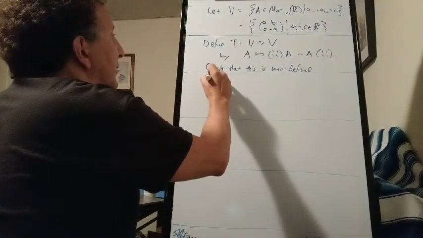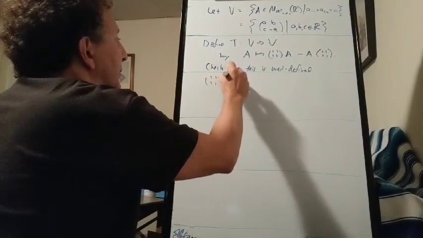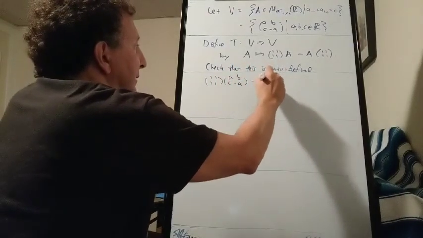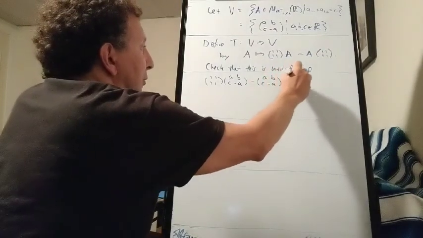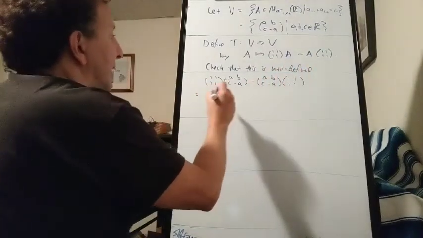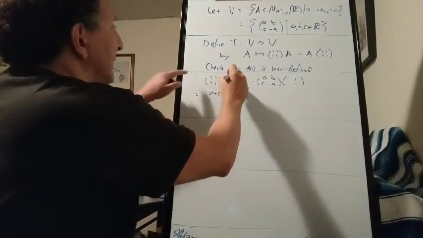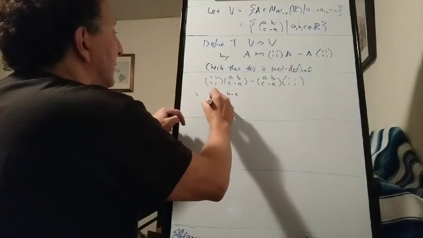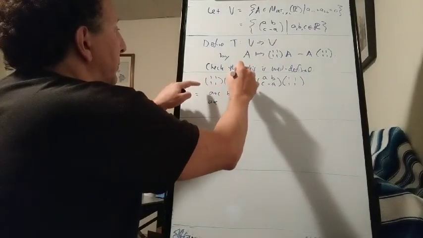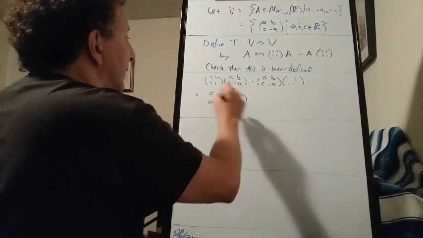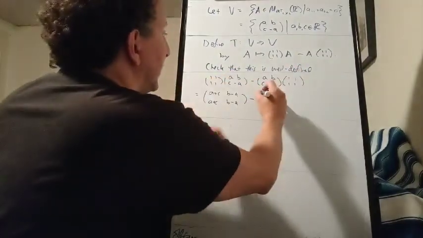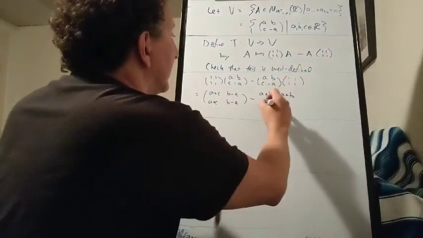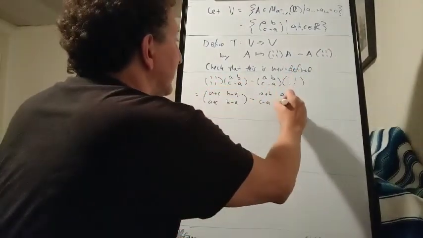So if we have 1, 1, 1, 1 times A, B, C, negative A minus A, B, C, negative A times 1, 1, 1, 1, then that is A plus C, B minus A plus C, B minus A, minus A plus B, A plus B, C minus A, C minus A.